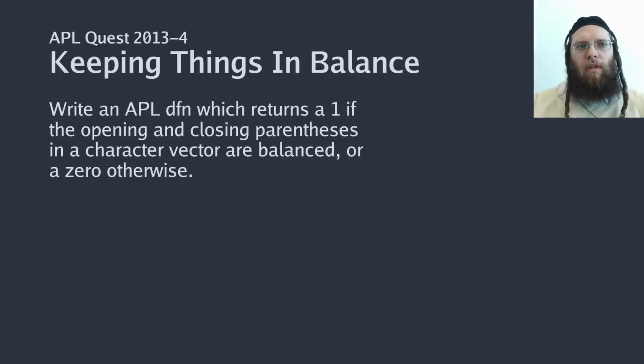Today's quest is called Keeping Things in Balance. Here we take a character vector and it has parentheses in it. We need to check whether the parentheses are balanced so it looks like a normal mathematical expression, or whether things are wrong. Say we begin with closing parentheses that aren't there, or we end with some open parentheses. Let's get started.